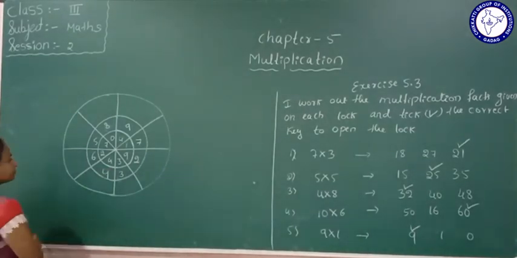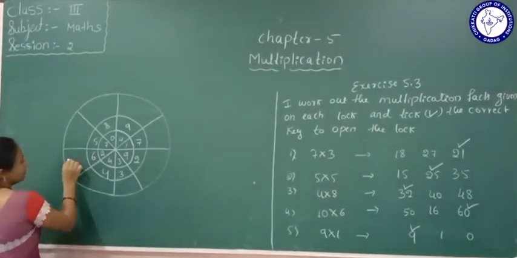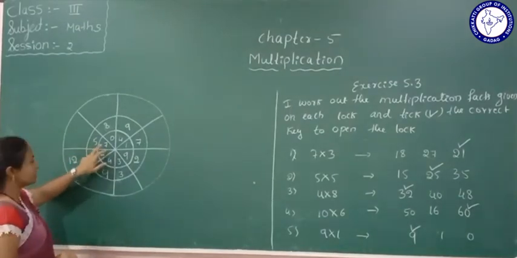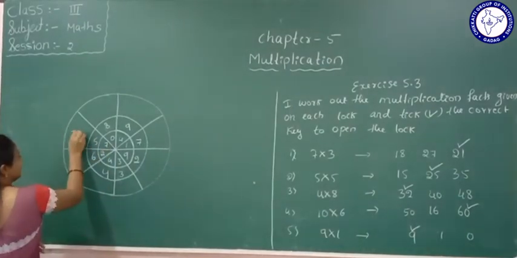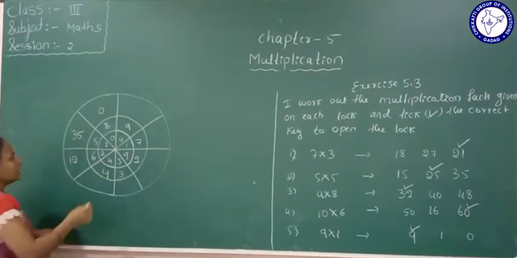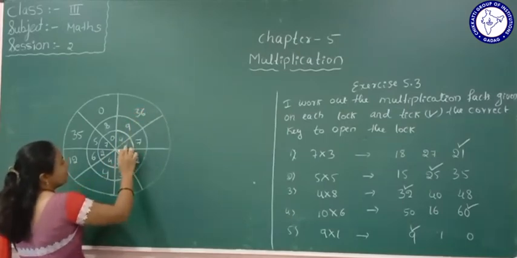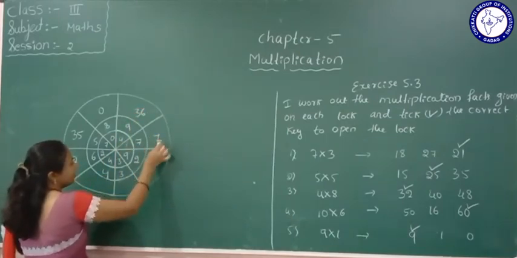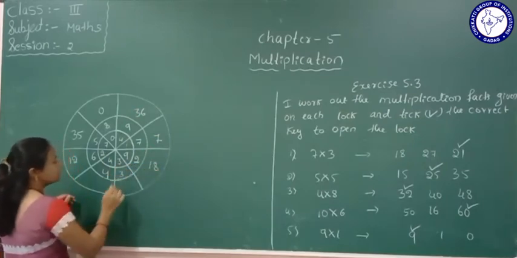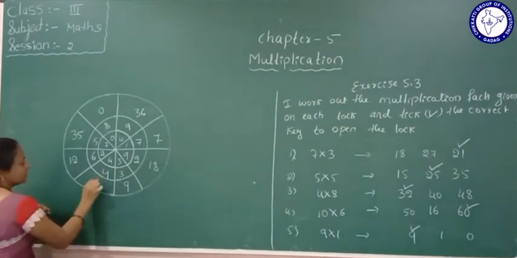Yes, see here, 6 2s are, how much? 12. 5 7s are, how much? 35. 8 zeros are 0. 9 4s are 36. 1 7s are 7. 9 2s are 18. 3 3s are 9. 4 4s are 16.